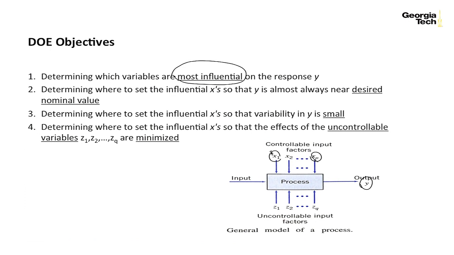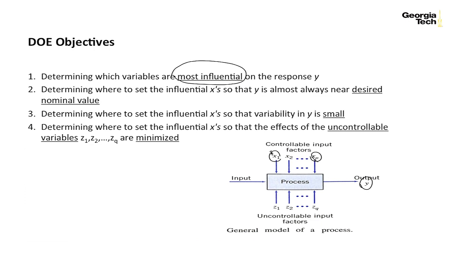And it's not always a target or nominal value. Sometimes we want to maximize y, for example, we want to maximize yield: the higher, the better. And sometimes we want to minimize y, for example, we want to minimize the number of defects on a surface: the lower, the better. But again, the question is how we can set those influential factors so that we can achieve that goal.